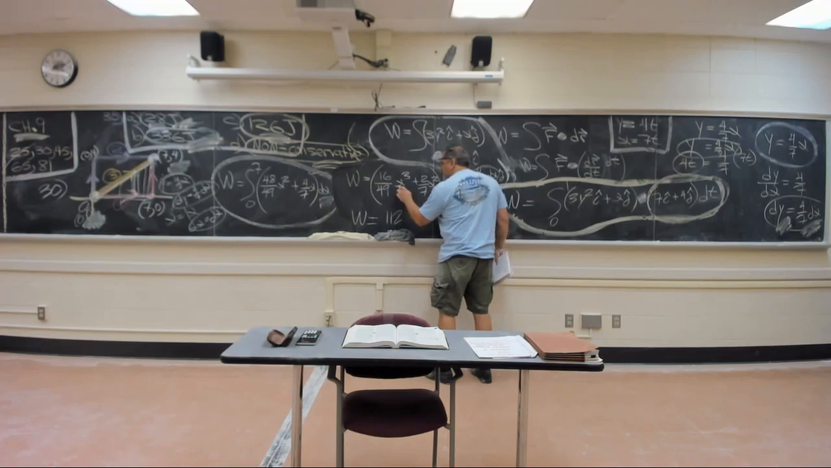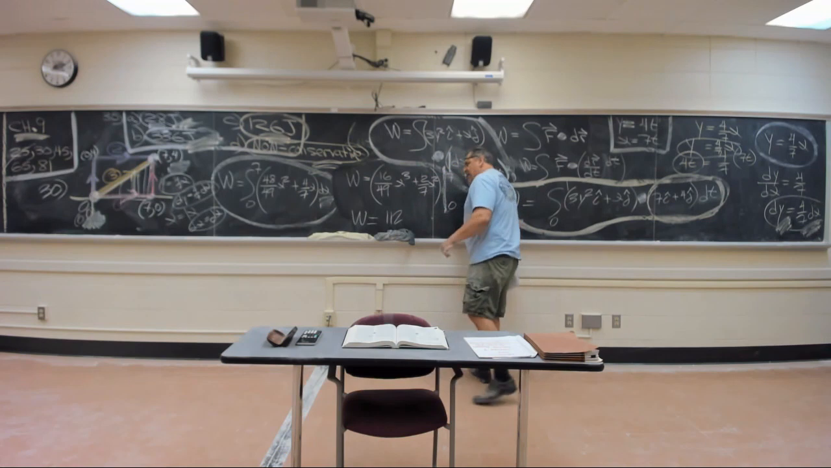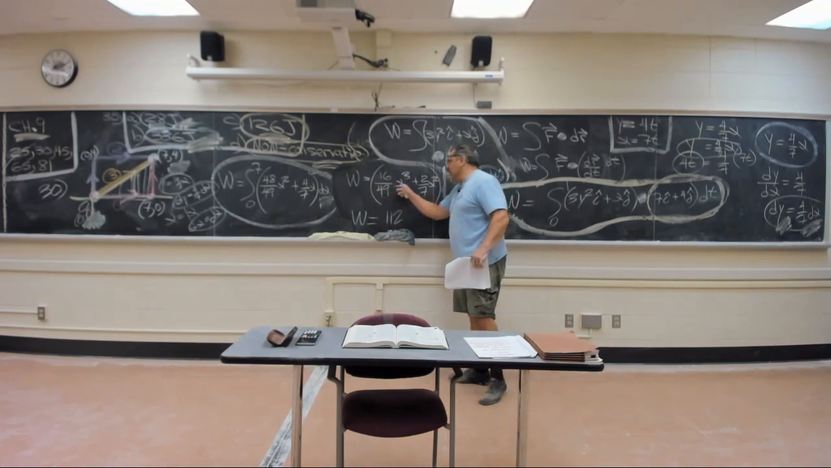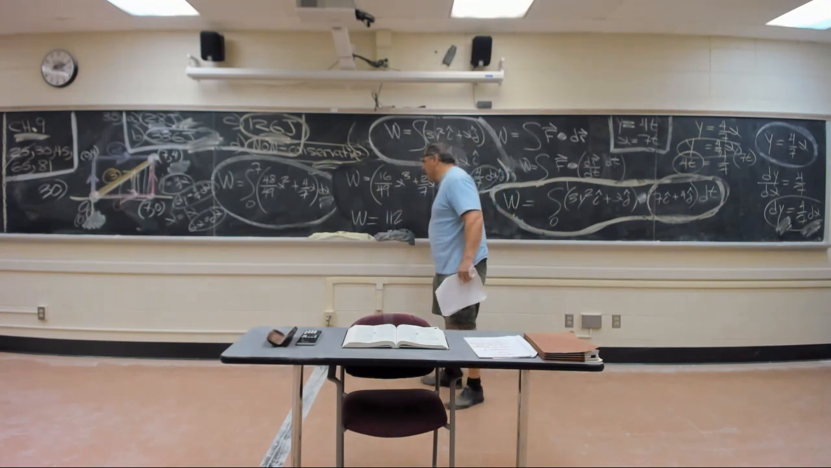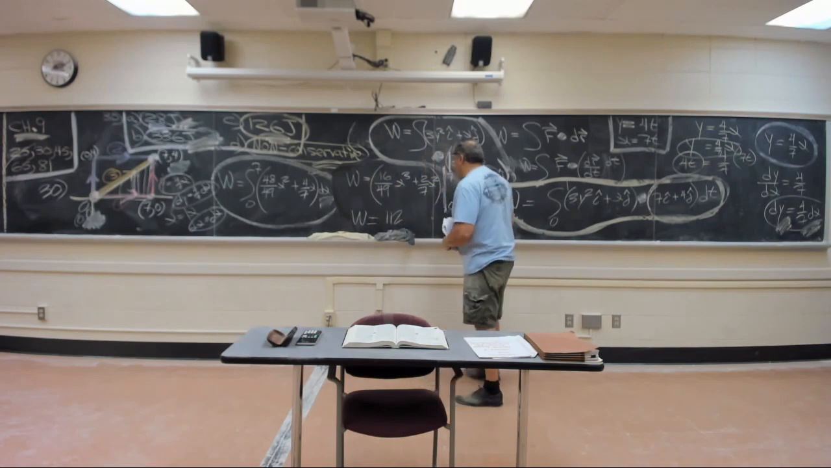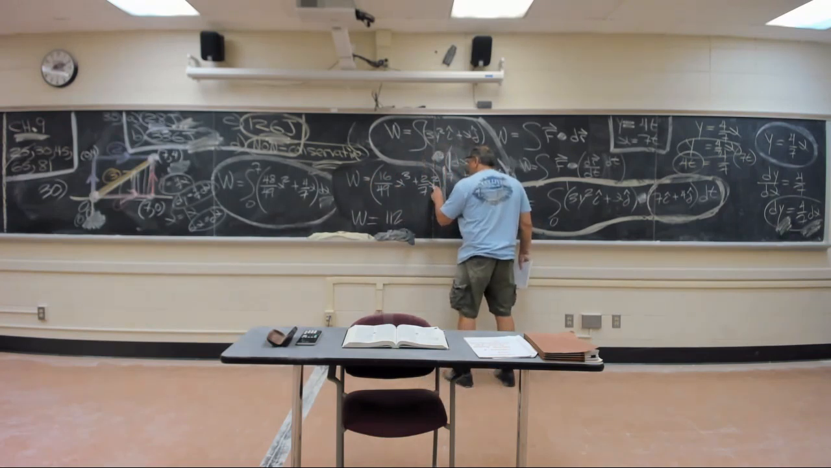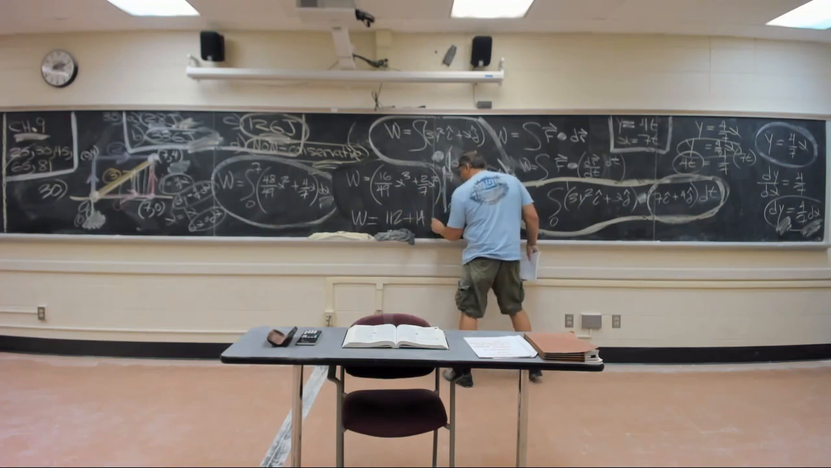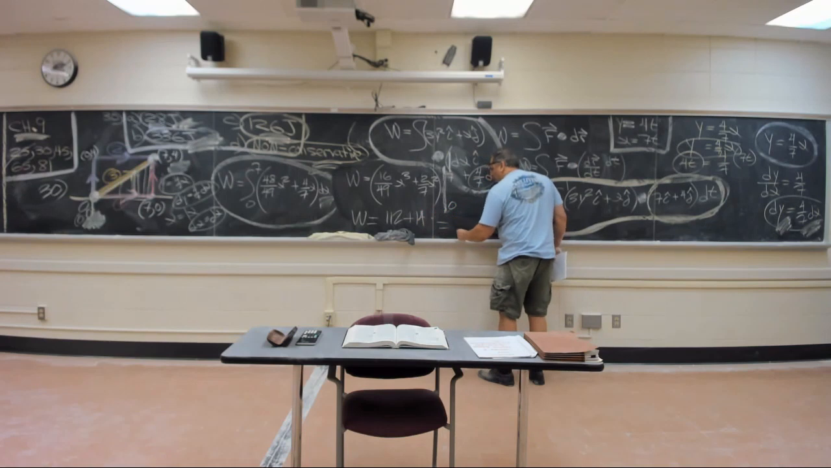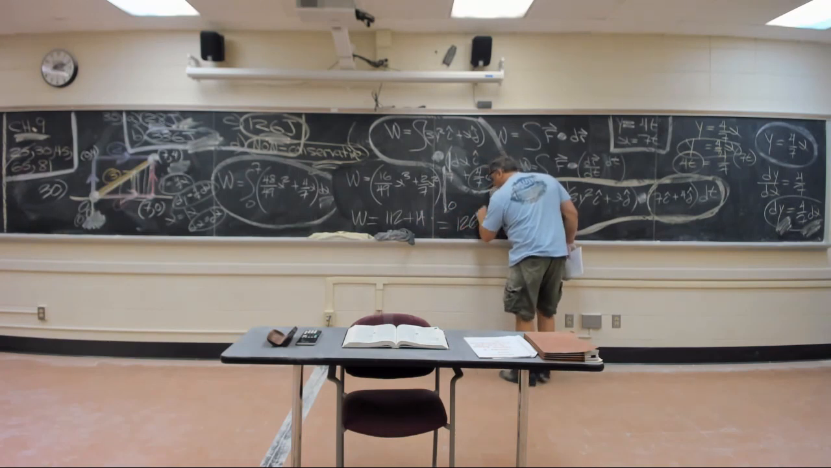So if you do this, this is 7 times 7 times 7, which is 343. 49 goes into 343 7 times. 7 times 16 is 112. 7 right here. 7 times 7. One of the 7s cancels. 7 times 2 is 14. That looks awfully familiar. 112 plus 14 is 126. And that's what we got earlier.